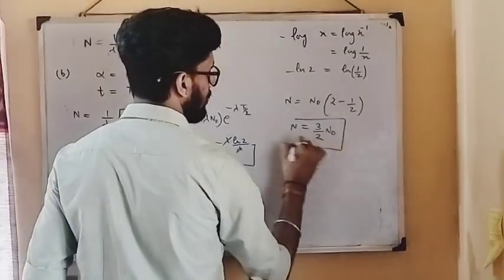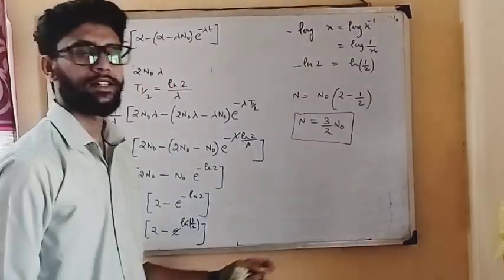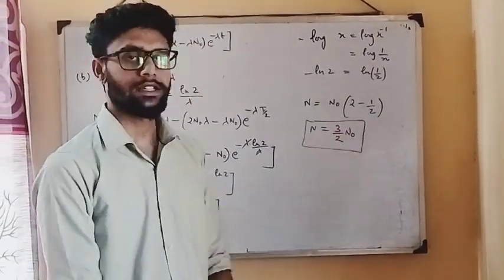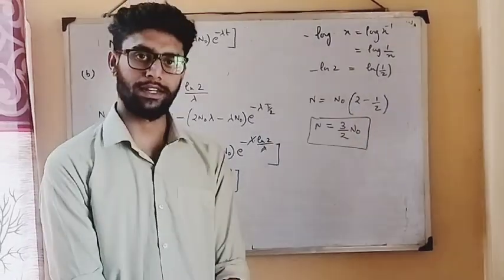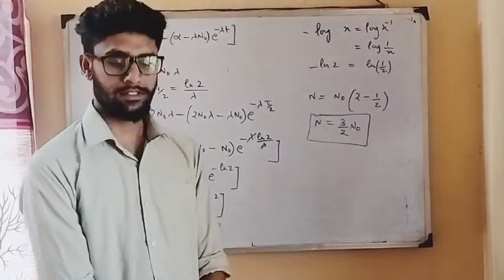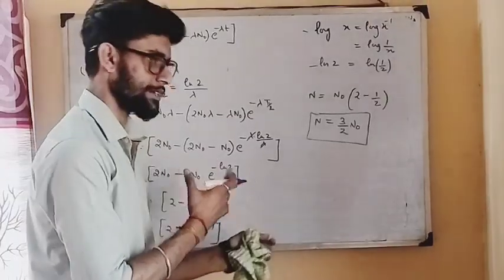So after a half-life, the number of nuclei left from the initial nuclei will be 3/2 of N naught. So that's our first case from the second problem.